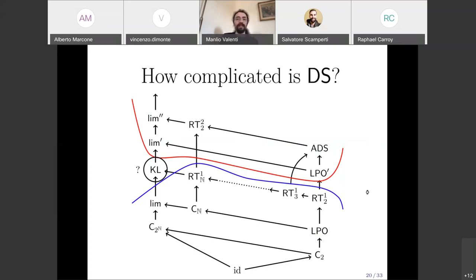I think this is a good moment to have a short break, because in the second part of the talk I'll be talking about possible generalizations of this problem DS, in particular in the case where we consider weaker representations for the input linear order. Okay, thanks. Let's see if there are any questions so far, maybe before taking the break.